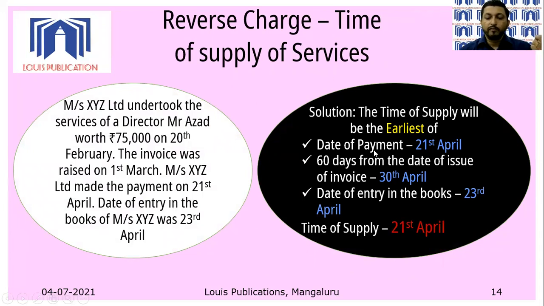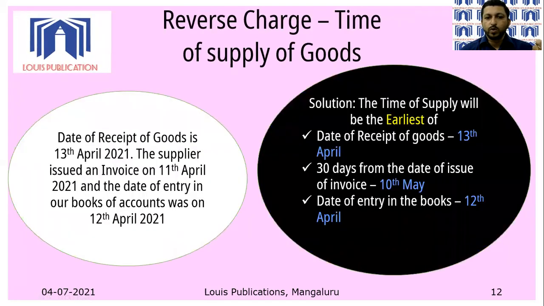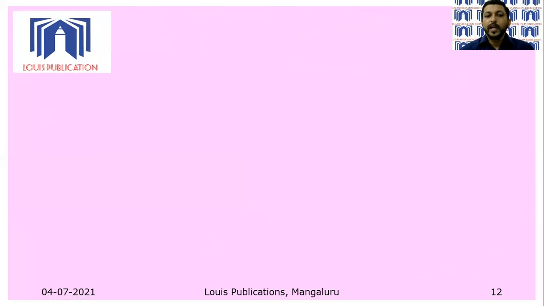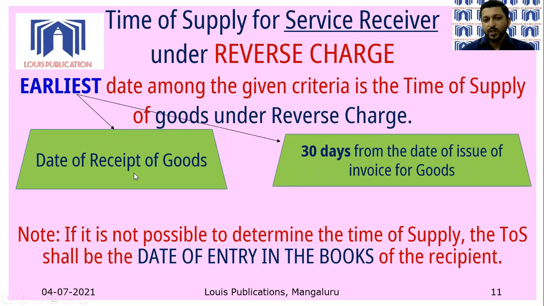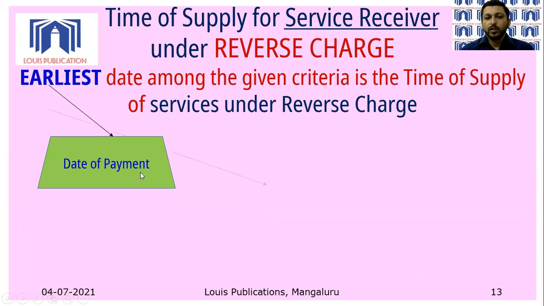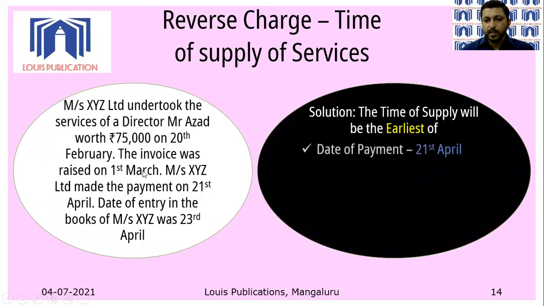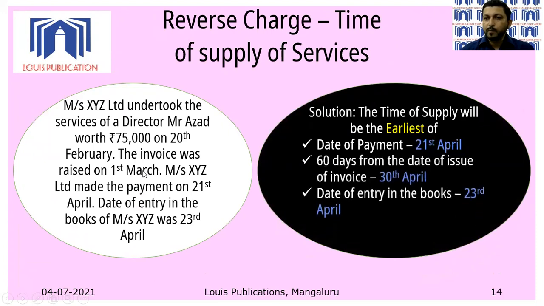Whereas in case of goods, as far as reverse charge is concerned, we talk about the date of receipt of goods. But as far as services are concerned under reverse charge, we talk about the date of payment. So it's date of payment in case of services, date of receipt as far as goods are concerned. There it is 30 days, here it is 60 days.